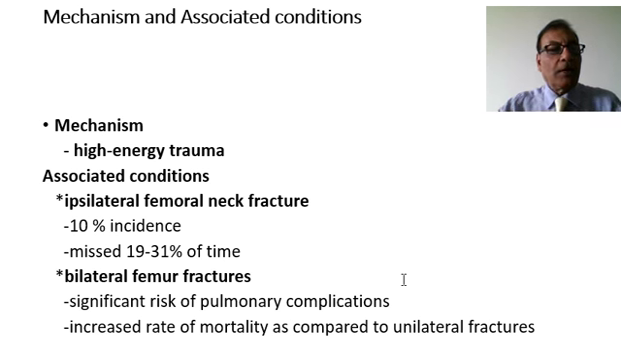Now let us see how it happens. Mechanism is always high energy trauma. It is associated with certain peculiar conditions, for example, femoral neck fractures. 10% of the femoral neck fractures can occur along with the shaft of the femur, and 30% of the time it remains undiagnosed. There could be bilateral femoral fractures. In case of bilateral femoral fractures, the pulmonary complications are very high, and there is increased mortality as compared to the unilateral fractures.